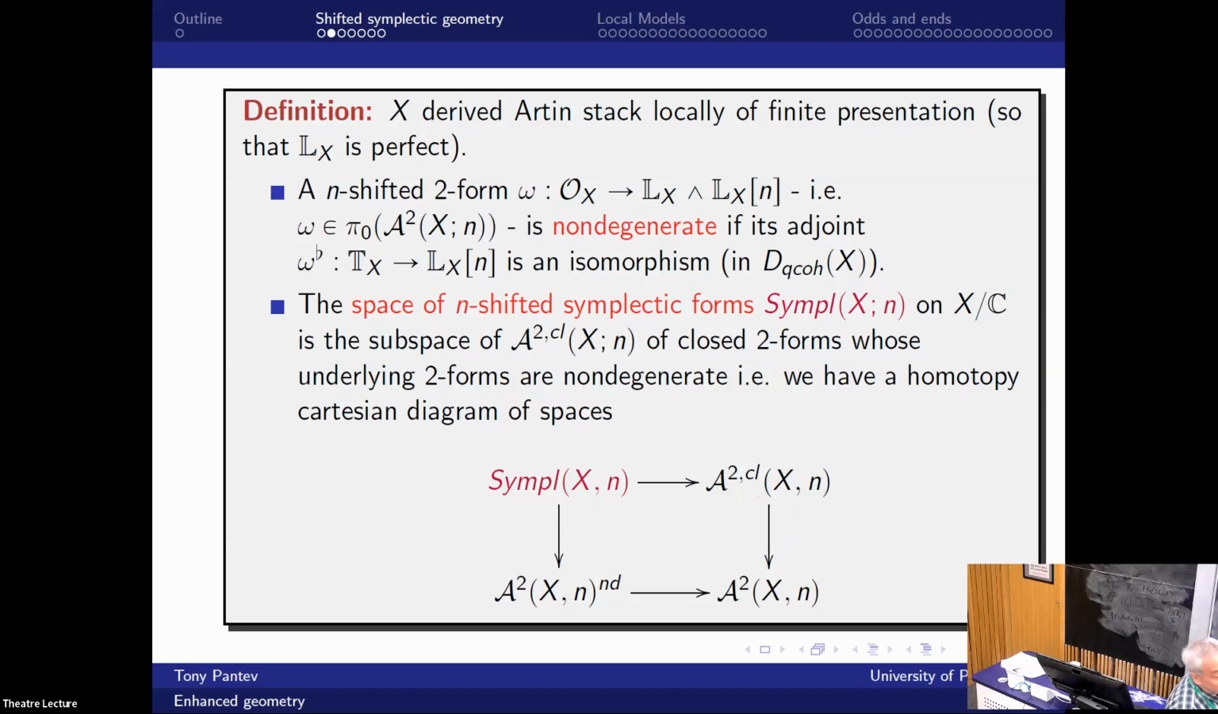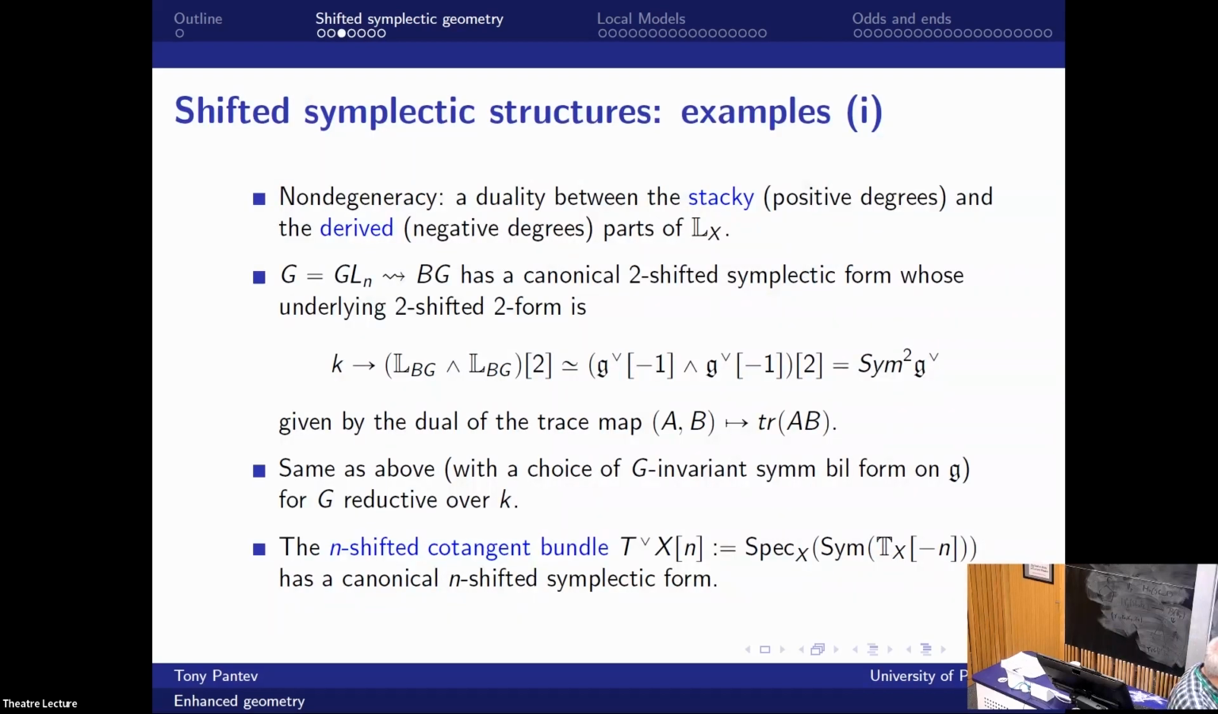And once you have this notion of an n-shifted symplectic form, then you can do a lot of geometry with it. So I want to give some examples and then get to the point about the functions.